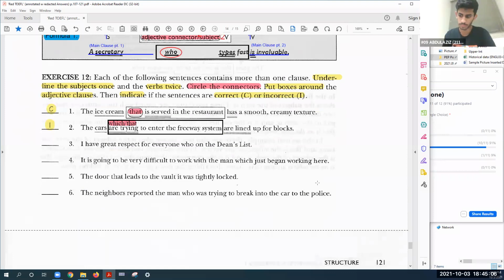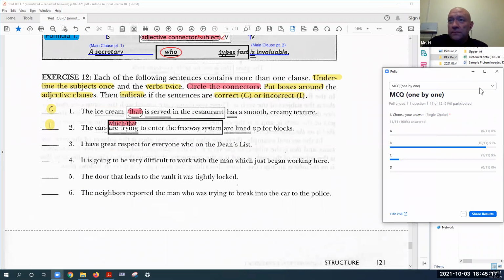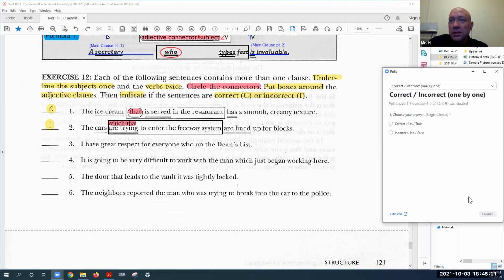All right, gentlemen, are you ready? Let's do this. Number three, we're going to start with number 3, and I will give you 30 seconds to choose your answer, either correct or incorrect. So let me relaunch the poll. Here we go. Correct or incorrect? Start.